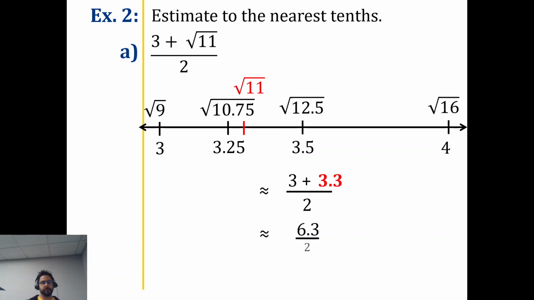Divide by 2. Again, if you can't divide it in your head, you'd go off to the side and divide it. So we're going to say about 3.2. Because again, it's really going to be 3.15, but we're going to say, rounding to the tenths place, 3.2.